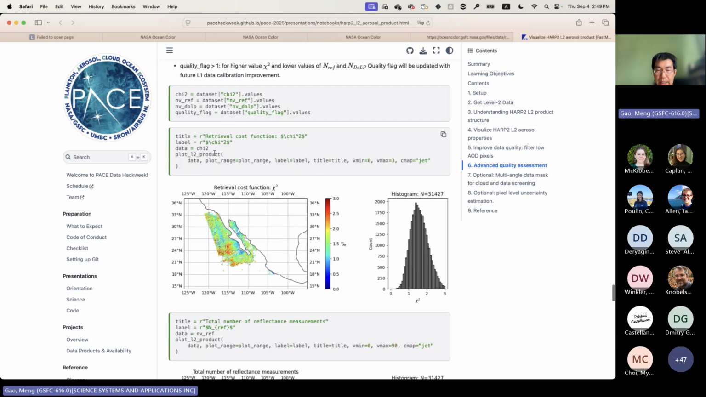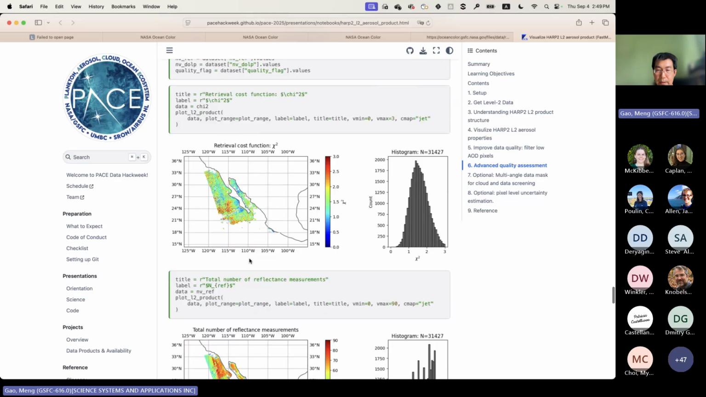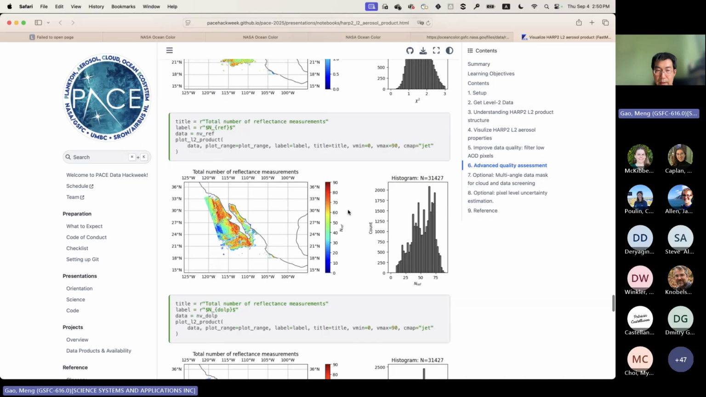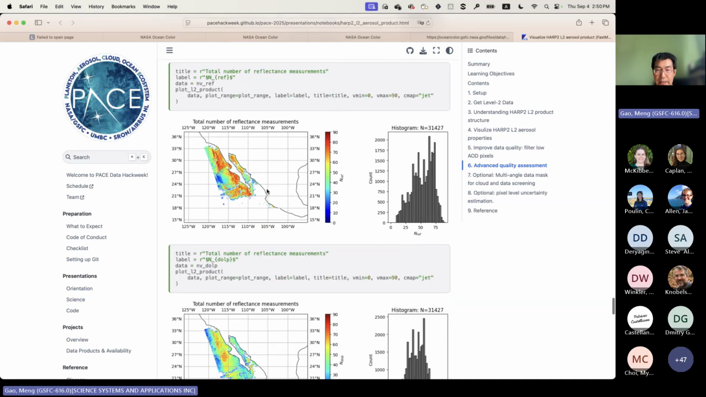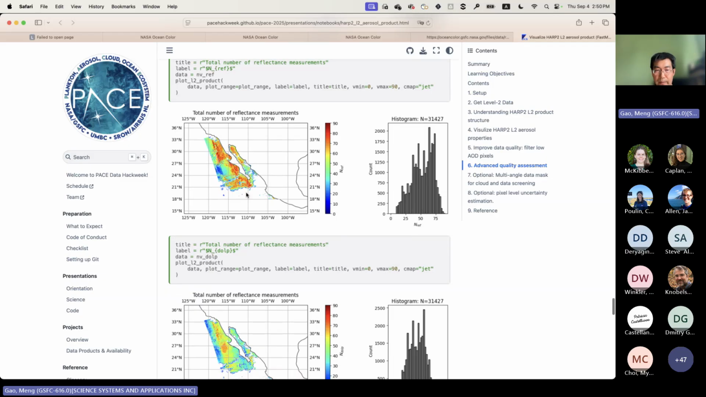You can make a plot for the chi-square, and basically they center around 1.5. It still has a little bit of overestimation or overfitting. And also the valid angles. In this case, it's for reflectance. You can see we can fit the reflectance on most of the region, but near the edge, and also in some regions there, we need to take a further look. This is a direct indicator of the performance or quality of the level 2 product.